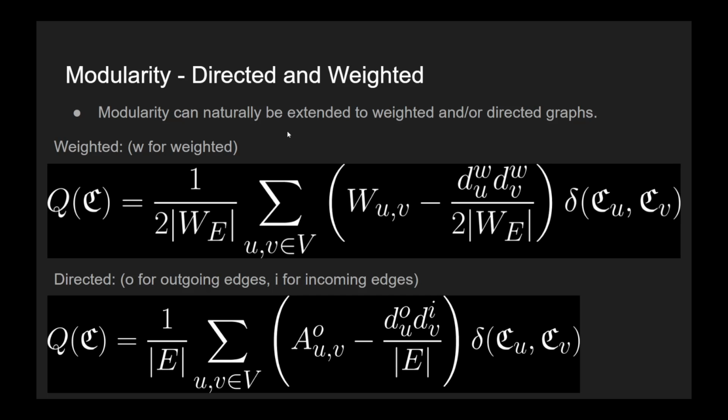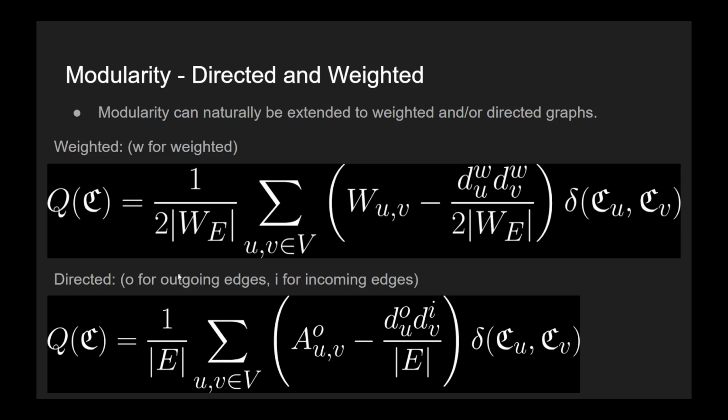Now modularity can be naturally extended to directed and weighted graphs. So for a weighted graph, rather than the adjacency matrix, which would give you a value of 1 or 0, you now have this weight matrix, which is just going to be the weight of the edge between u and v. And then you're going to have the weighted degrees, and instead of the number of edges, you're going to look at the total weight of the edges of the graph.